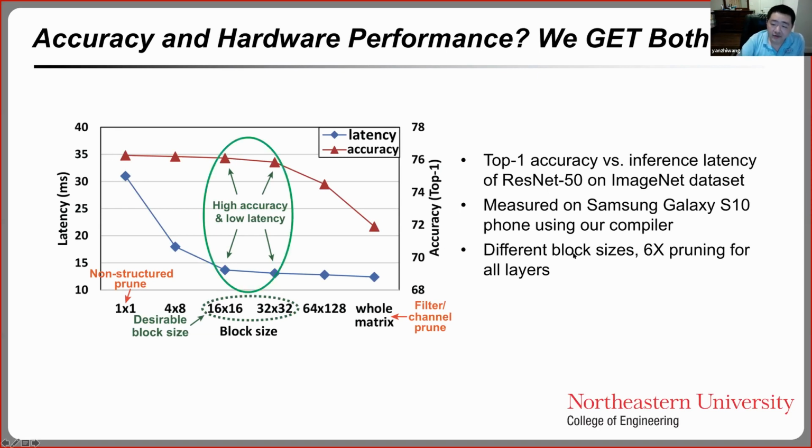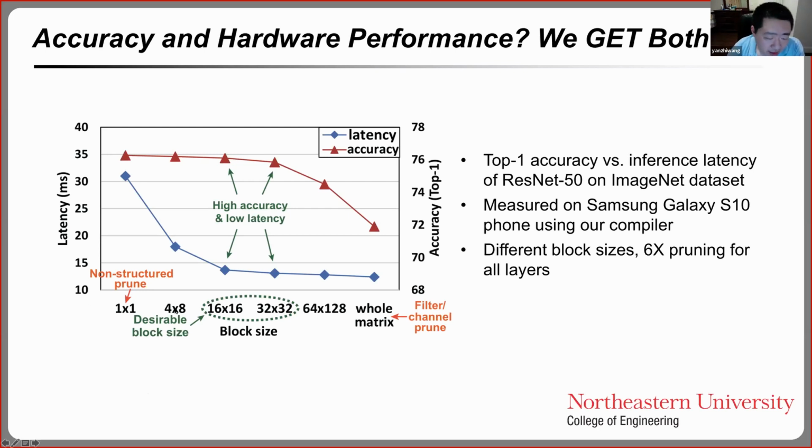We are testing different block sizes with 6 times pruning for all layers. We can see the x-axis is the block size. 1 by 1 means that it is non-structured pruning, where arbitrary locations can be pruned. The whole matrix block means that it is filter and channel pruning. We need to eliminate whole rows and whole columns.